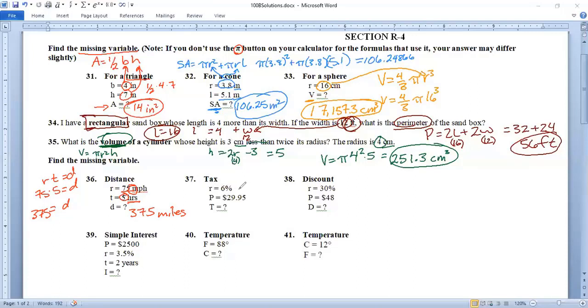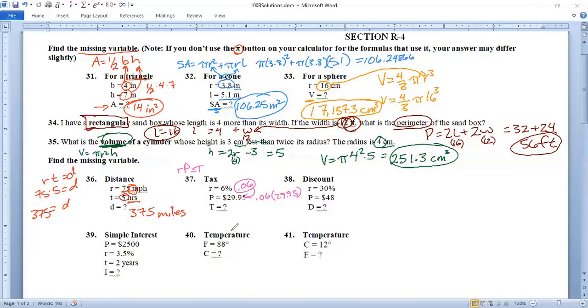Tax rate, 6%, that's 0.06. I think the formula was something like rate times the price is going to be the tax, which is just what we always did. We took this percent of that number. So 0.06 times 29.95 to get the tax.